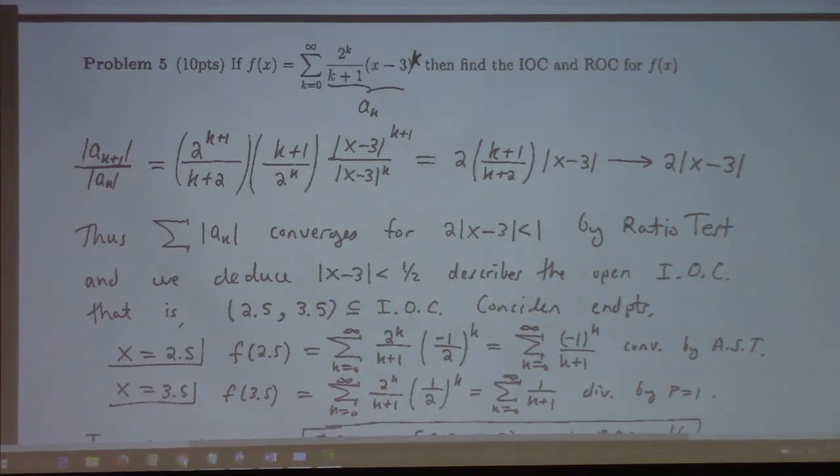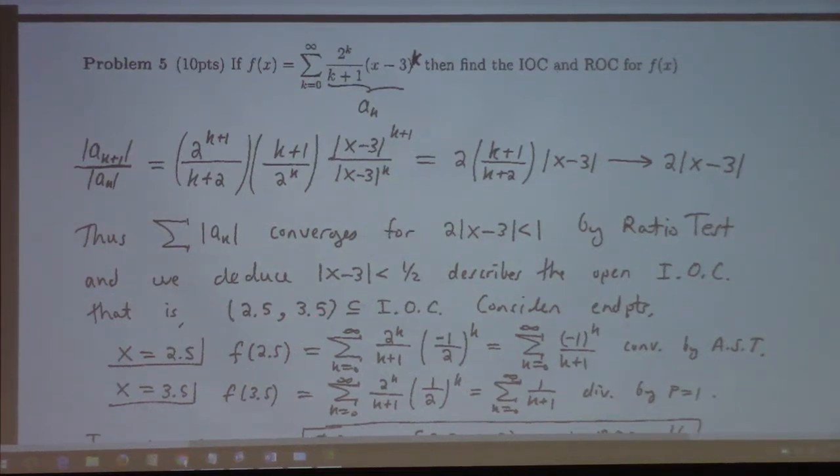This is just terminology here. Okay, anyway. So the ratio test gives us this, right? And so if that's less than 1, then we get convergence by the ratio test. So in other words, we need |x - 3| less than a half. That describes the open interval of convergence. Basically, we're guaranteed 2.5 to 3.5.